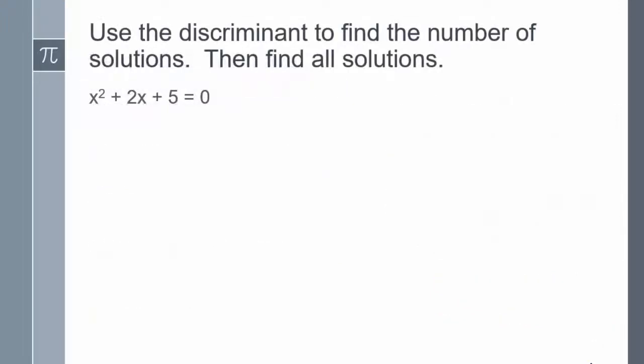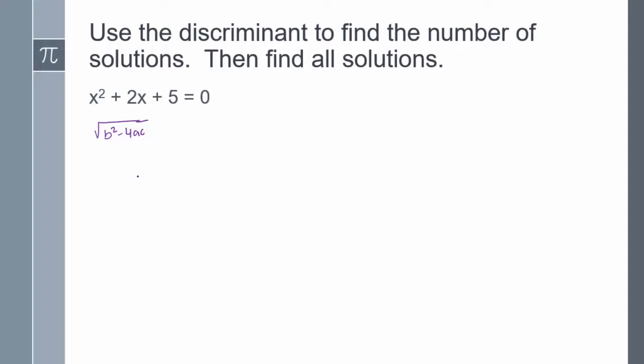Example 1, use the discriminant to find the number of solutions, then find all solutions. Our equation is x squared plus 2x plus 5 equals 0. Step 1, let's use the discriminant to find how many solutions we have. Remember, the discriminant is the square root portion of the quadratic formula.